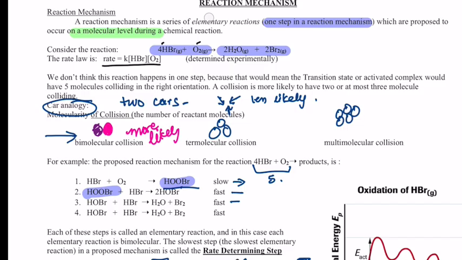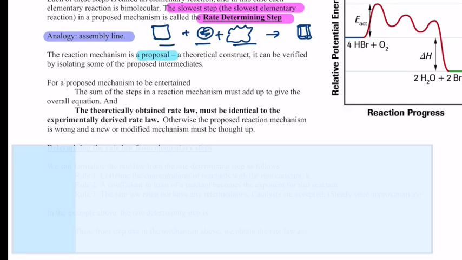Now the thing to keep in mind about the reaction mechanism is that the reaction mechanism is a proposal. It is a theoretical construct. Yes, it is possible to verify it in a lab if you could isolate some of the proposed intermediates, but in general, at this stage, you can propose a reaction mechanism, but any reaction mechanism that you propose must meet some criteria. One of those criteria is that the sum of the steps in the reaction mechanism must add up to give you the overall equation, and the theoretically obtained rate law from your proposal must be identical to the experimentally derived rate law, because if they are not the same, then something else is going on in the actual reaction. Your proposal is wrong. You need to go modify the mechanism and come up with another series of elementary steps that could give you the same rate law and would add up to give the same overall equation.